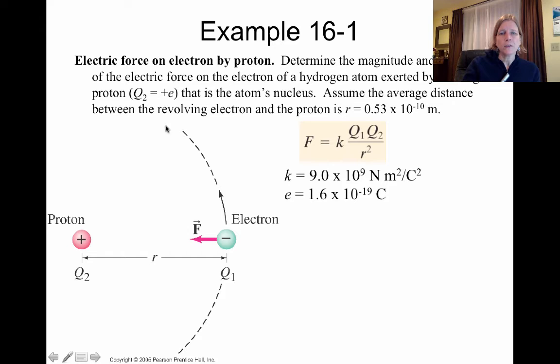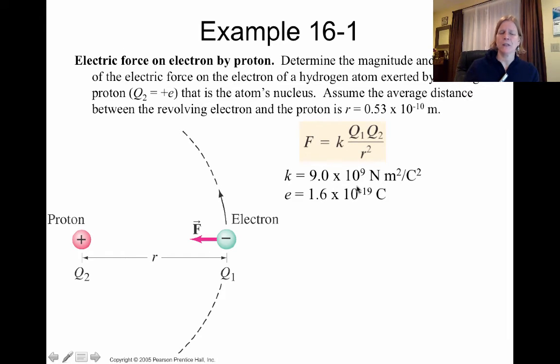The force, and we want the magnitude and direction of the force on the electron. So we're going to figure out magnitude and direction of the force on the electron. I can just draw a picture here. They're opposite charges, so they attract. So as drawn in this orientation, the force is to the left. All right, let's figure out the magnitude. It's k Q1 Q2 over r squared.